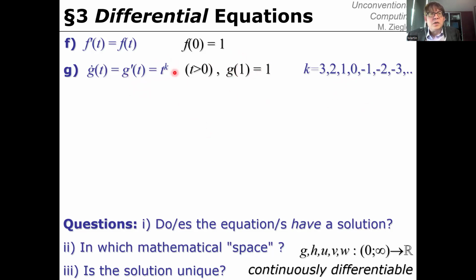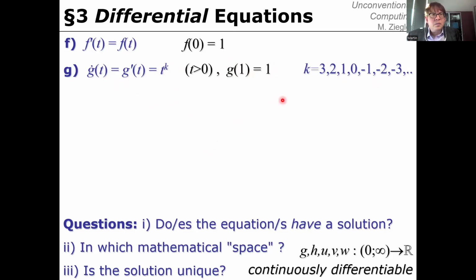We can try to solve this also for negative k. For example, when k is equal to -1, we ask for the solution of g prime of t equal to t to the -1, which is just 1 over t. What's the solution? The natural logarithm. Remember that from the last slide? So for each k, we can find a solution to this differential equation, and with this condition it also becomes a unique solution.